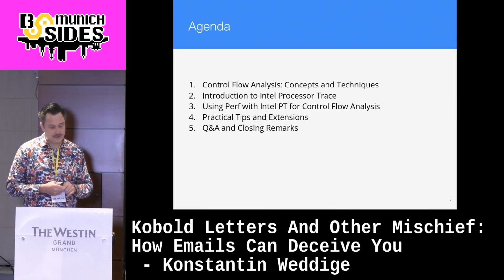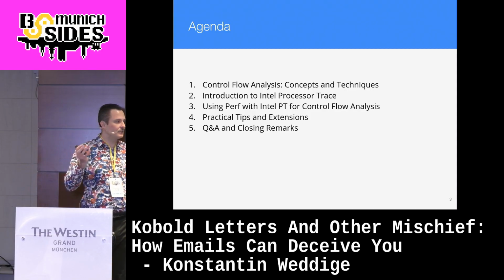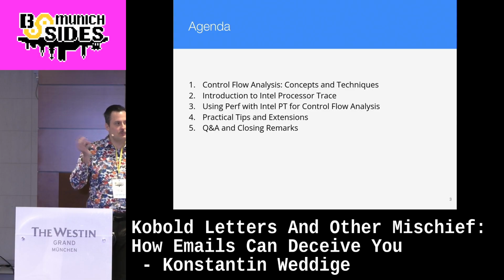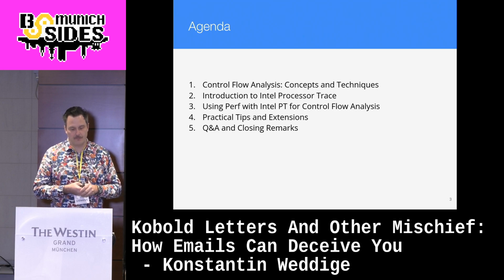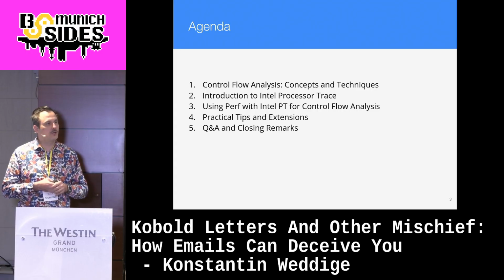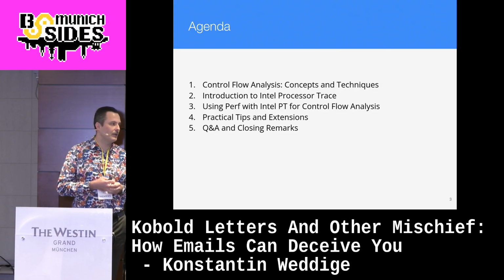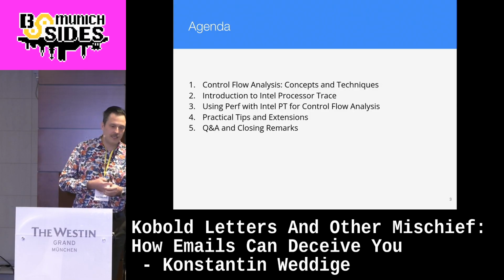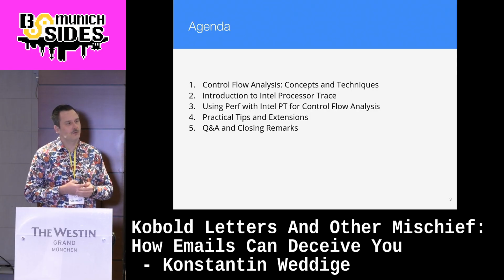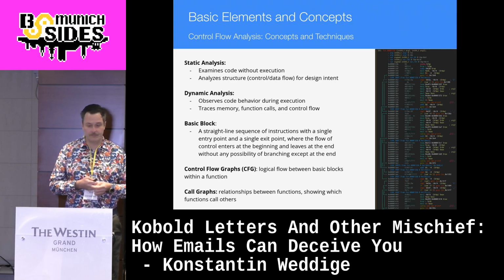For the agenda for the next couple of minutes, we'll talk about flow control and why it's important. This section is to level up and get everyone on board, so we have the same ideas about what we are talking about. Then we talk about Intel processor trace, what it is, and third, how we can use it from Linux. We talk about perf, and then how you can really use it for your reverse engineering task. And then some practical tips and also some shortcomings that will not work with Intel PT.